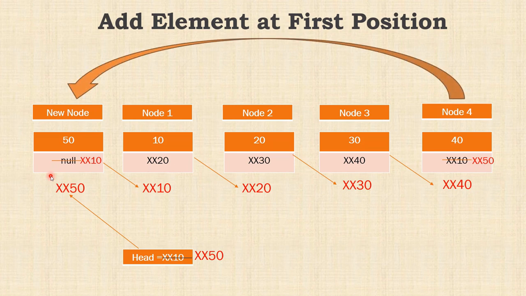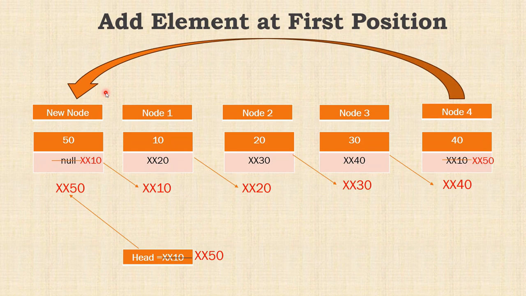So we are making one circle here. xx50 is inside node 4, that means node 4 is pointing to the new node, okay. So see, this is the address of new node, so it's making a circle. Because of this structure we call it a circular linked list. It's making one circle from new node to the other nodes to node 4, and node 4 then to the new node. So it's making a complete circle. Because of this behavior we call it a circular linked list. So now we understood how we can add an element at the first position.